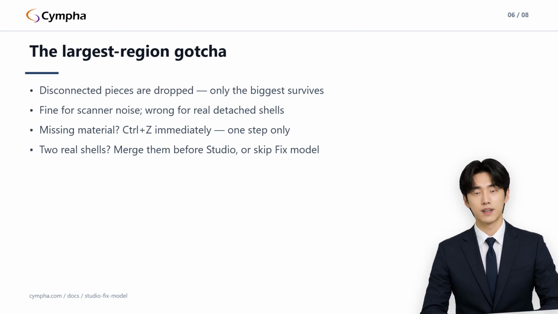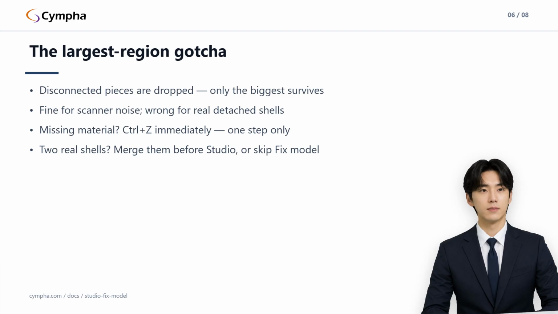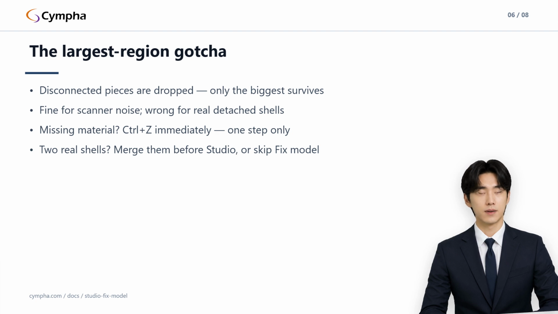If you notice the result is missing material, do not keep working on the reduced mesh. Press Ctrl-Z straight away. One step of undo restores the pre-Fix Model geometry, but only if you haven't edited again since. If you have, re-import the original file. Then choose, either pre-merge the shells in your scanning software before bringing the file into Studio, or skip Fix Model for this mesh and use fill holes plus the brushes on the bad regions only. Fix Model can't tell which islands are anatomy and which are noise, that judgment stays with you.